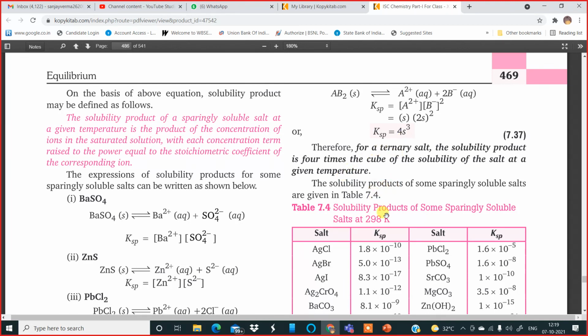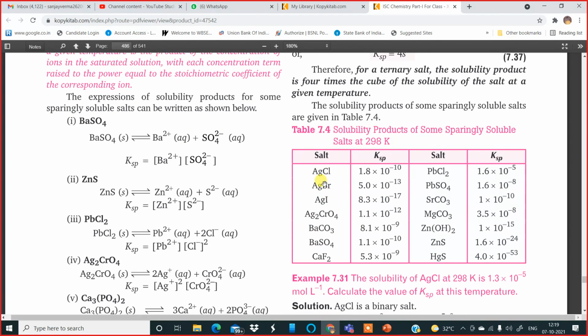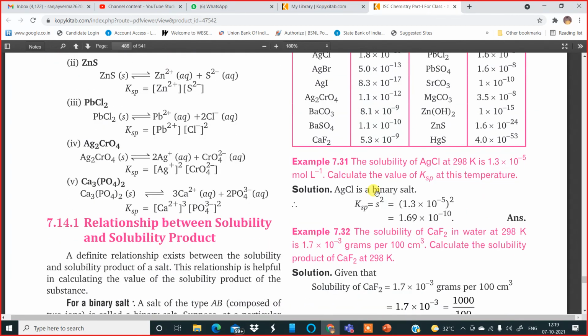Okay. Now, have a look at table 7.4. The Ksp values of various sparingly soluble salts are given at a temperature of 298 Kelvin. Just for your information, in the examination, if these are required, they will be given for calculation. So there is a direct formula based numerical over here.